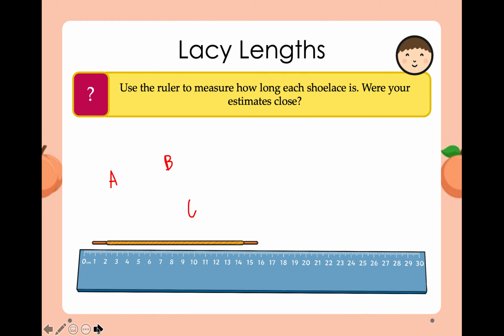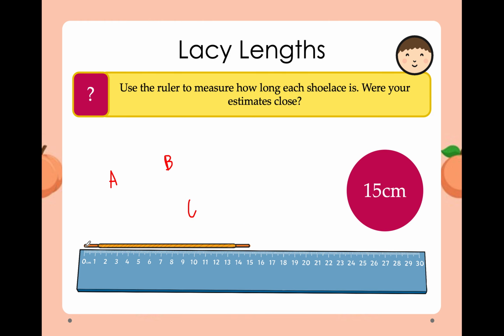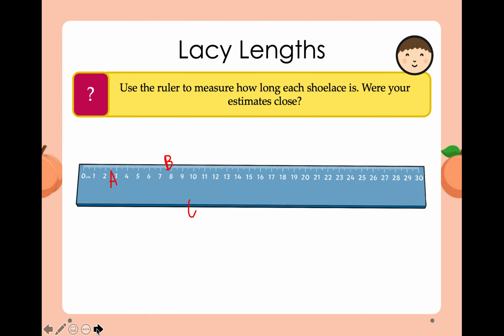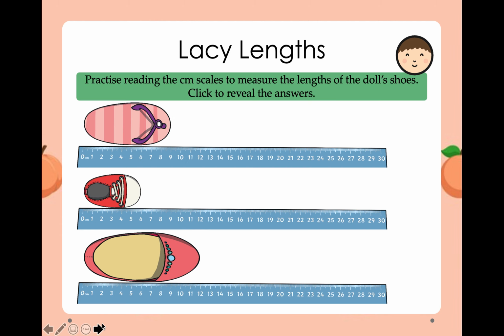And let's look at shoelace C. How long do you think it will be? We have to start it at the 0 and we'll see it ends at the number 15. So we can say that shoelace C is 15 centimeters long. Okay, now you can see if your guesses were close to your estimate or not. You can use the ruler to measure how long each one was.